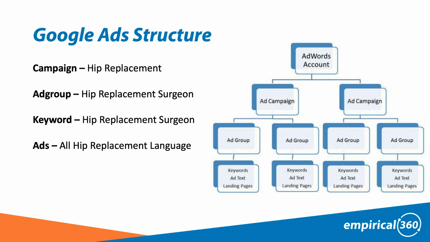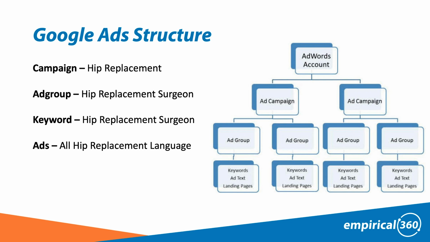So here is the structure that I just discussed. You can see the AdWords account at the top level, and then you have an ad campaign. Below that you have ad groups, and then below that you have keywords and ads, and then landing pages, which we talked about in part 1 of the series.